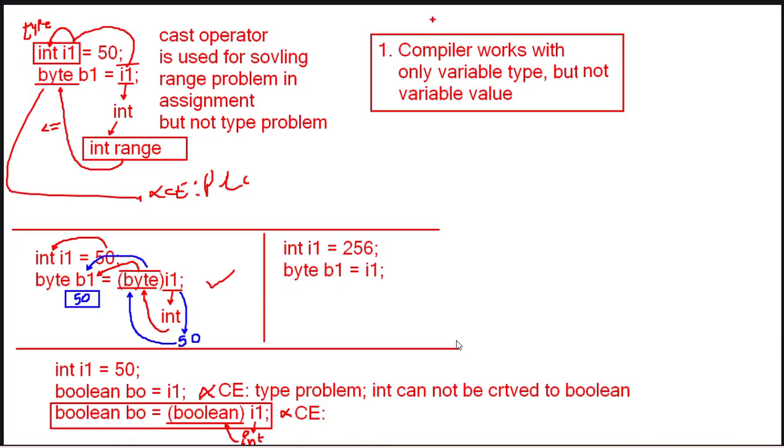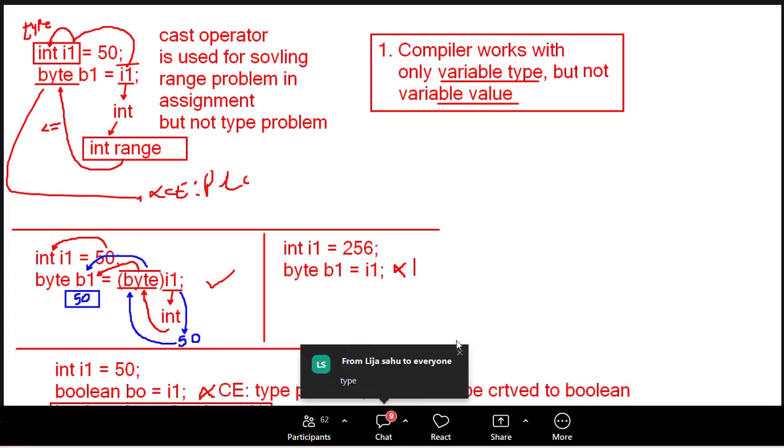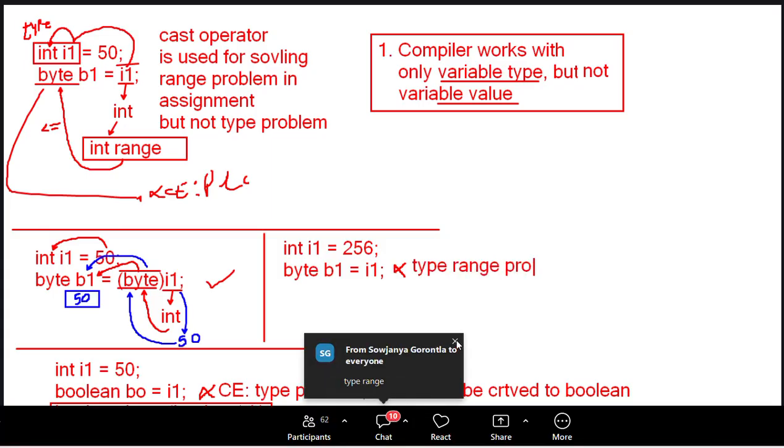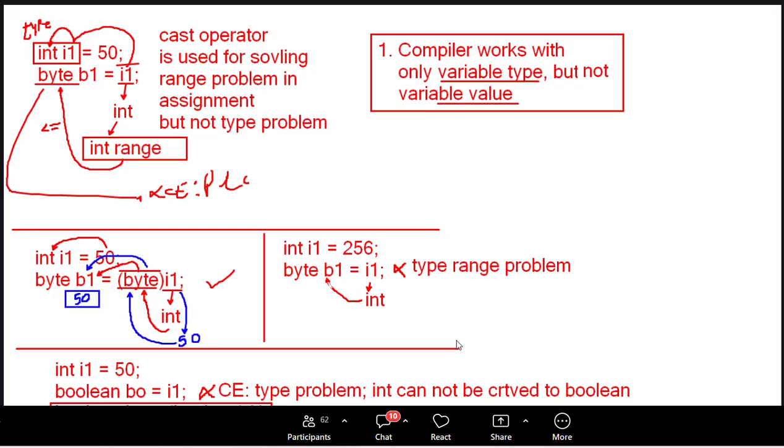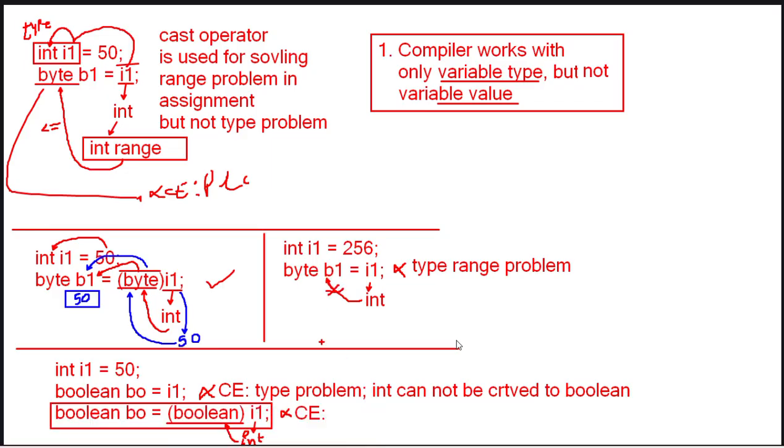Look at that. Compiler works with variable type only, but not variable value. Repeat again. This line, byte B1 equal to I1. Compile or not compile? Not compiled. Here what is the problem? I1 type range problem or I1 value range problem? Int type range problem. Type range problem. It is a higher range. Here the compiler substitutes what? Int. Int is not lesser than byte. That's why the compiler is throwing error.